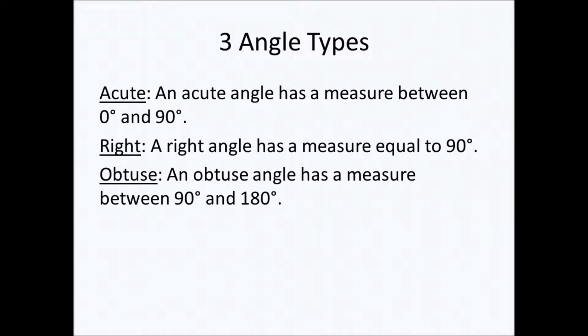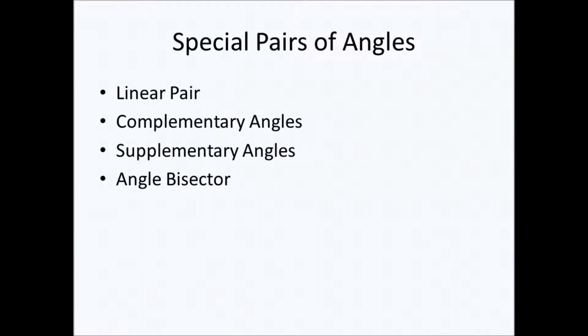An acute angle has a measure between 0 and 90 degrees. A right angle has a measure exactly equal to 90 degrees. And an obtuse angle has a measure between 90 and 180 degrees. There are 4 special pairs of angles listed here. However, we'll only be talking about complementary angles and supplementary angles today.